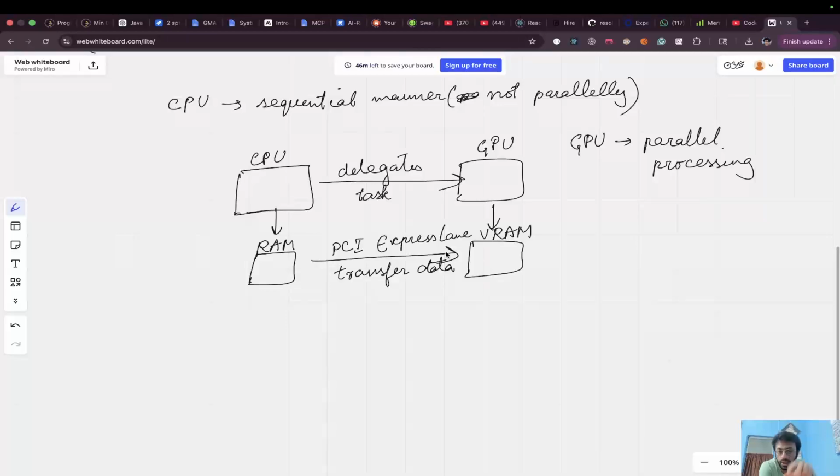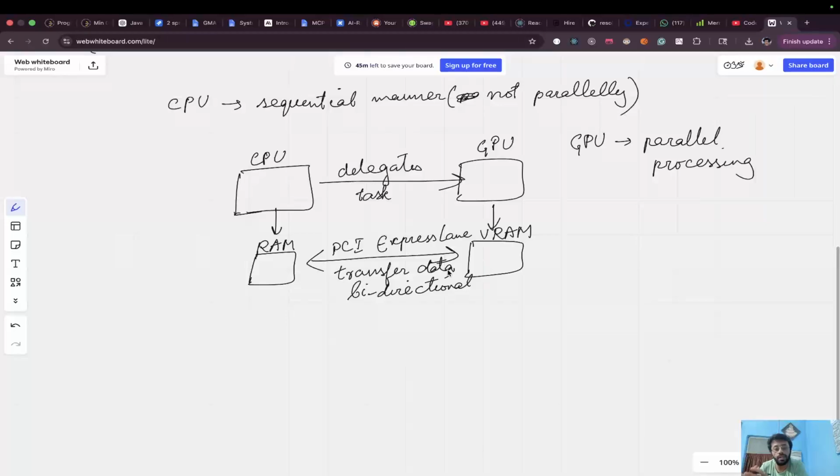And once GPU has performed those operations, GPU has got some output. That output gets stored in VRAM, and then for CPU to access that output, GPU has to transfer that output from VRAM to RAM. So that transfer of data is a two-directional transfer. It's a bidirectional transfer of data, not unidirectional.